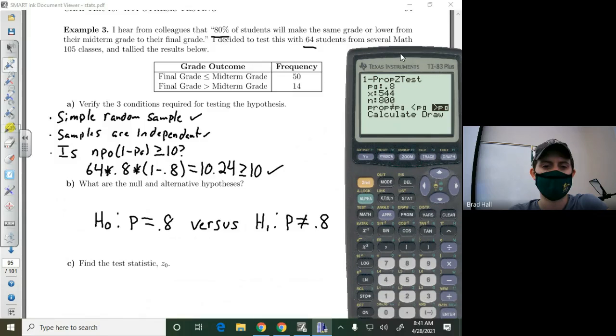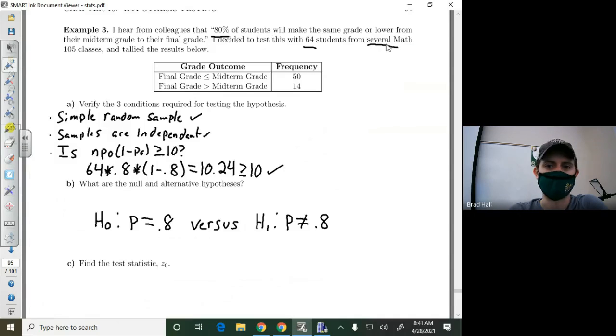I decided to take this test with 64 students from several 105 classes. From several Math 105 classes? 7, and then 7. Several? That's where I got it from, but I don't think it's right. I think you're confusing 7 with several. Those don't coincide. So not that. Never mind. Let's try another number.